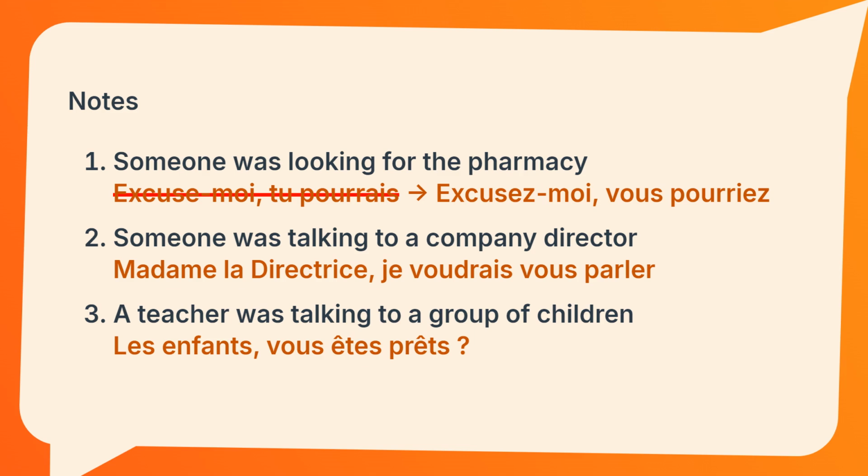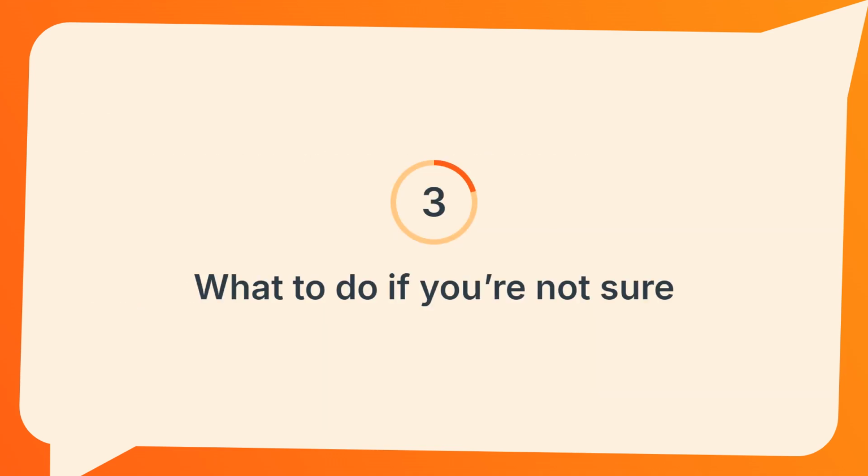We saw earlier that when speaking to a child, we use tu, but since we're talking to a group of children, we need to use vous. Notice this sentence. Vous êtes prêts? There's an S on the end to indicate multiple people. If we were using vous to refer to just one person, there wouldn't be an S on the end. It can be difficult in some situations to decide which is the best form to use.